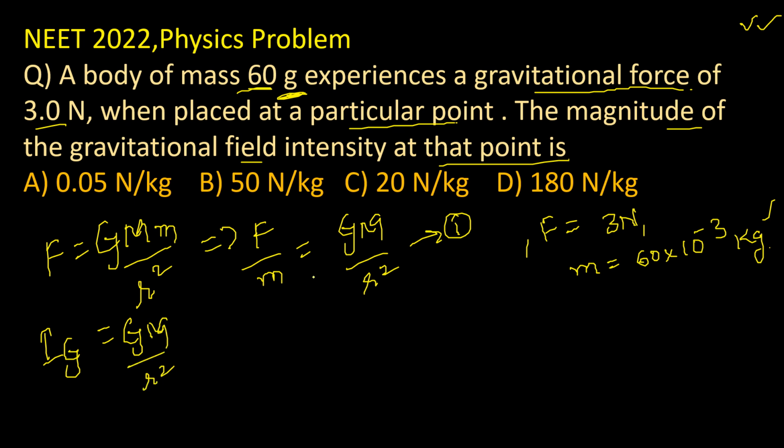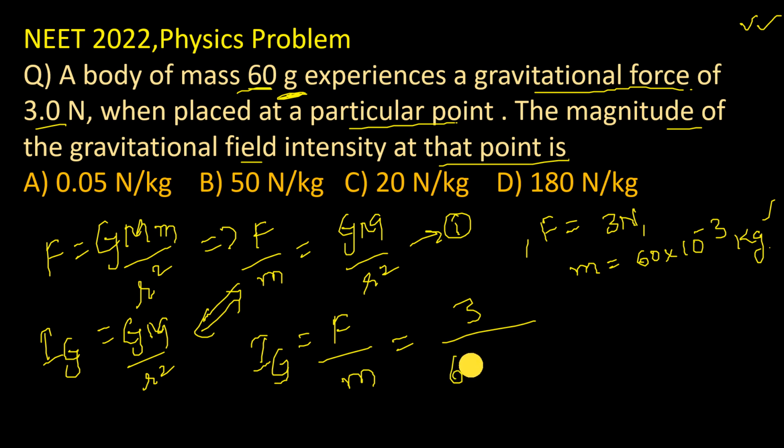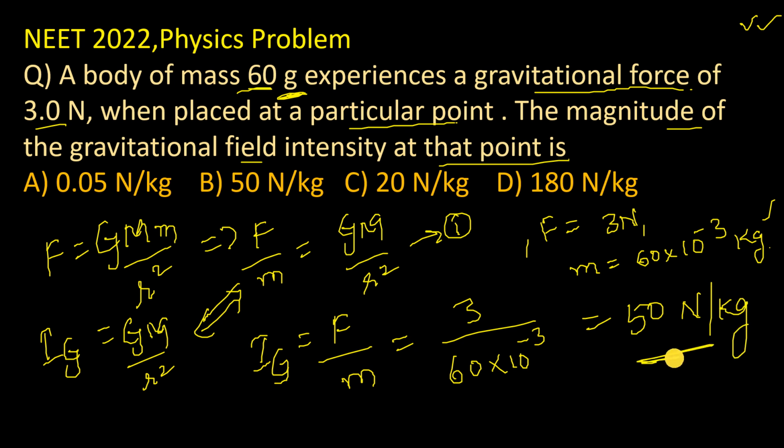From equation 1, if you compare these two, then we can write capital Ig, the gravitational field intensity, equals F by m. F we already know, right, 3. m we already know, right, 60 into 10 power minus 3. So if you solve this one, we'll get 50 Newton per kg. So this is the answer.